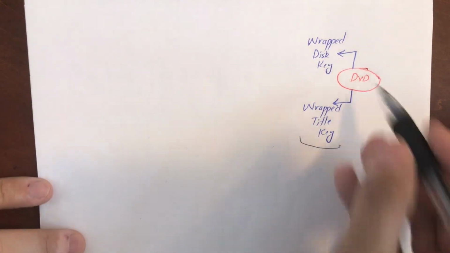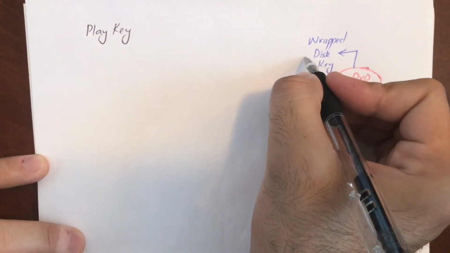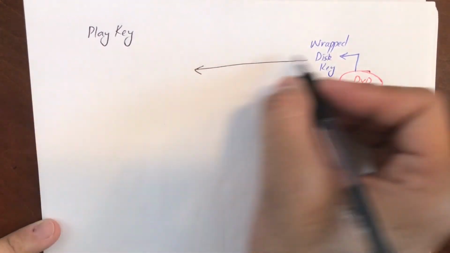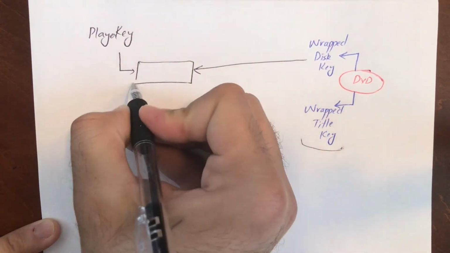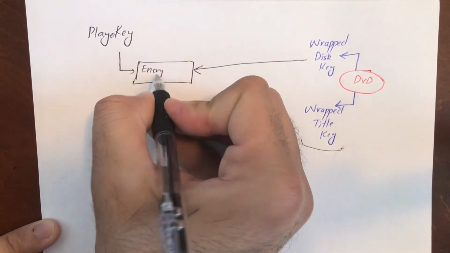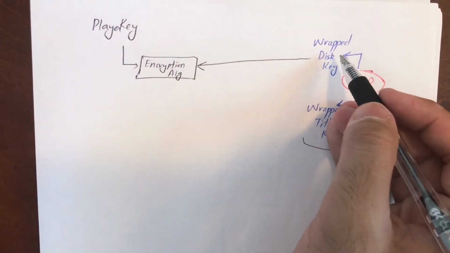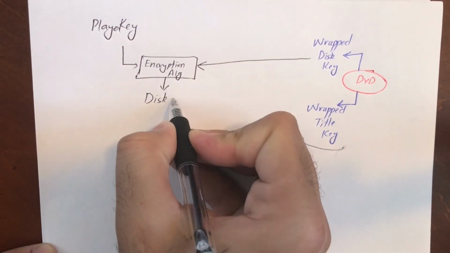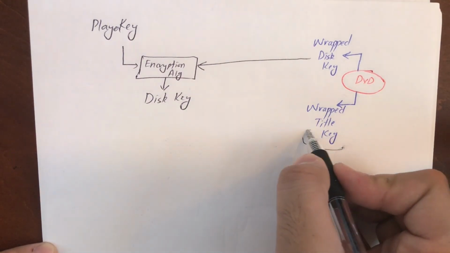So what happens once we insert the DVD in the DVD player? Within the DVD player, there is a player key, the DVD player key. First of all, when you insert the DVD, it decrypts or unwraps this disk key by using the player key, again using a symmetric encryption algorithm. In order to unwrap the disk key, we do that, and we get the disk key.